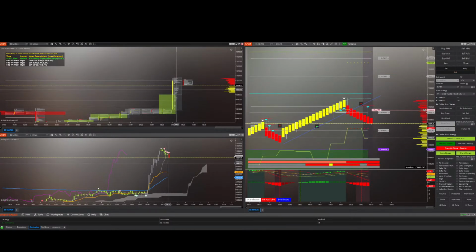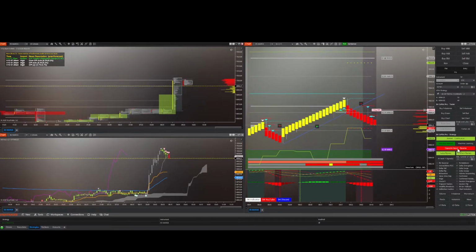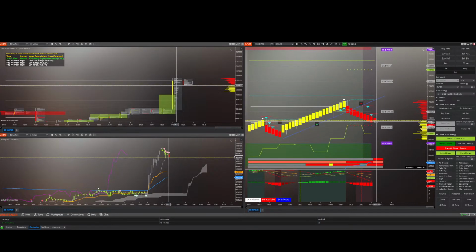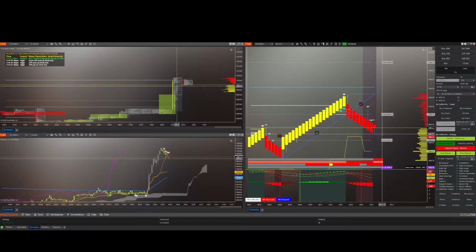Order filled. That's an unfinished auction. I have it set here to reverse. It didn't reverse because it came down. Did I have my stop loss? I don't recall where I had my stop loss there.